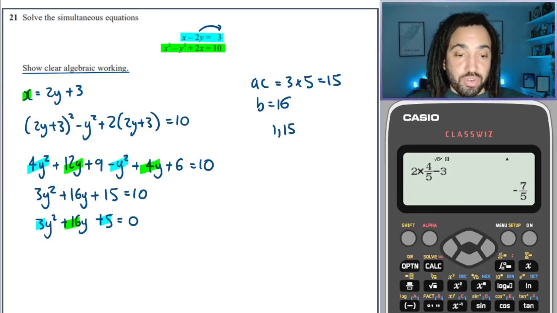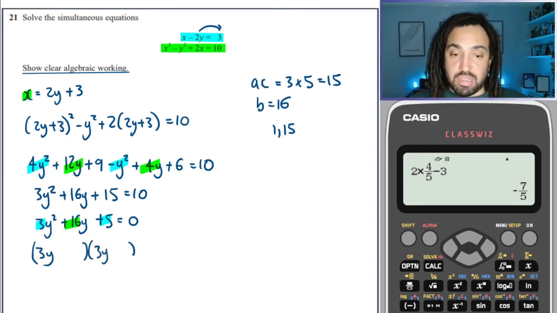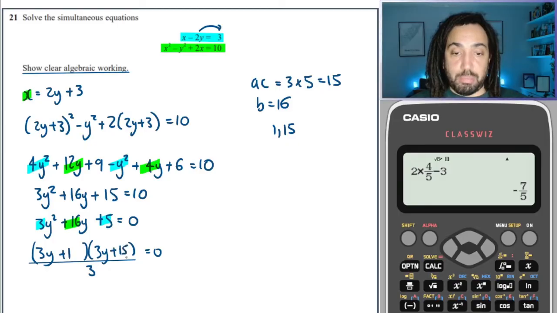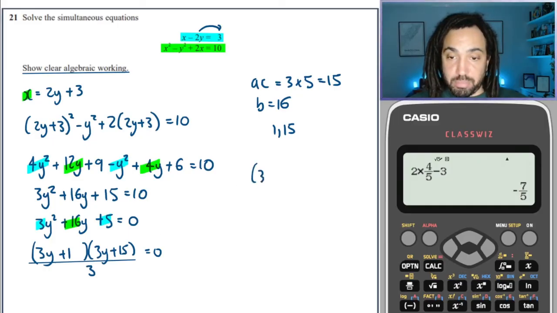Now because this is 3y squared, we write 3y in each bracket, and then we divide it all by 3. We put these numbers in, so plus 1 and plus 15. Which bracket can we divide by the 3 by? It's this one over here, perfectly divided by 3. So we get y plus 5 in that bracket.